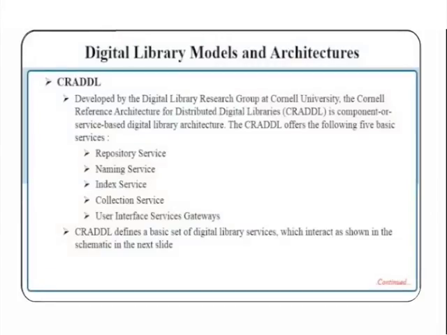The CRADDL model. This was developed by the Digital Library Research Group at Cornell University. The Cornell Reference Architecture for Distributed Digital Libraries, that is CRADDL, is a component of service-based digital library architecture. The CRADDL offers the following five basic services, that is repository service, naming service, index service, collection service and user interface service gateways. As shown in the schematic, CRADDL defines a basic set of digital library services which interact as shown.